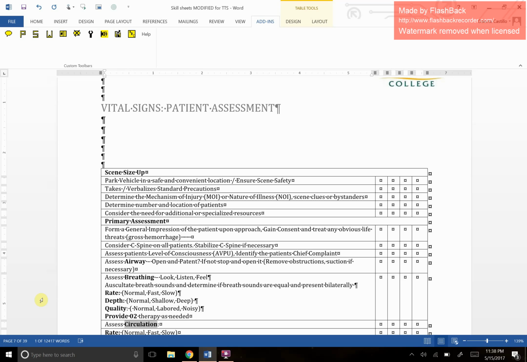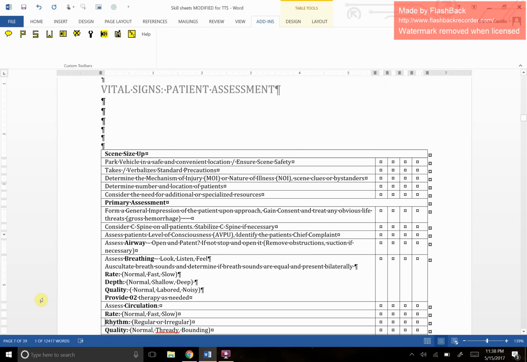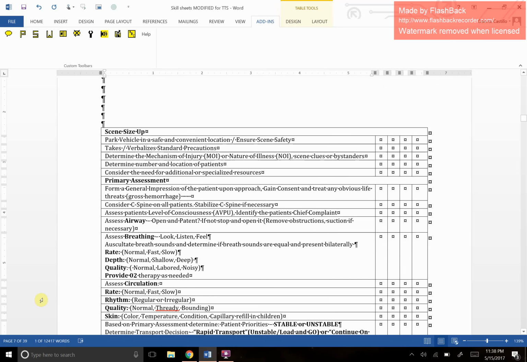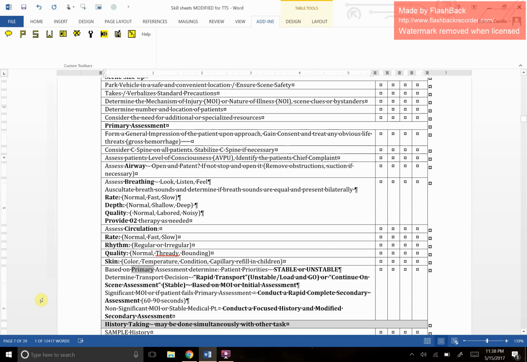Assess circulation. Rate: normal, fast, slow. Rhythm: regular or irregular. Quality: normal, thready, bounding. Skin: color, temperature, condition, capillary refill in children. Based on primary assessment, determine patient priorities: stable or unstable. Determine transport decision: rapid transport, unstable/load and go, or continue on-scene assessment, stable, based on MOI or initial assessment.